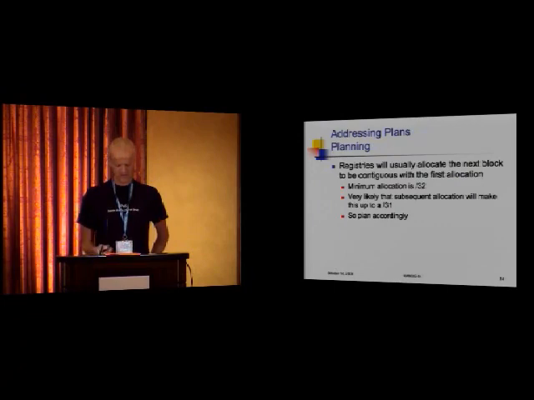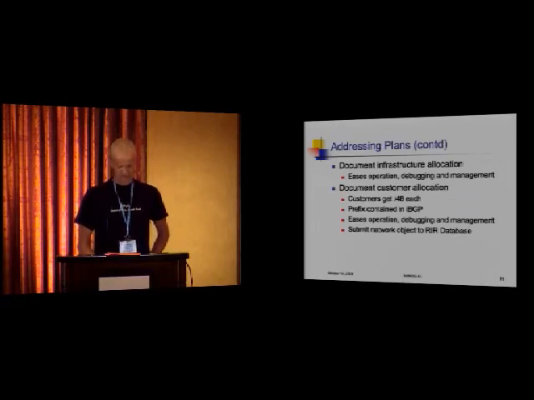Okay, so I say registries will usually allocate the next block along to try and make it contiguous with the first allocation. There's no guarantee that they will do that, but there's every likelihood that they can. Then there's a whole documentation piece: document infrastructure allocation, which generally makes operation easier, makes debugging easier, management easier, and so forth. Document the customer allocation, obviously internally, so you know what's going on. Just generally makes the whole thing easier. Some folks will put the network object in the RIR database, others put it in their own database, and others do nothing at all. Generally up to you.